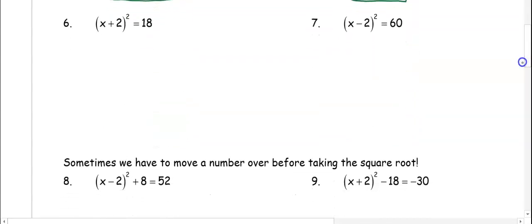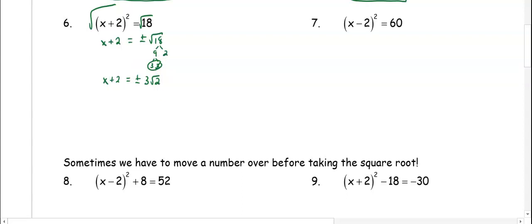So in number 6, when we take the square root of both sides, we get x plus 2 equals plus or minus the square root of 18. Now 18 is not a perfect square, so we're going to have to break that down. So 18 breaks down to 9 and 2, 3 and 3. So we have x plus 2 equals plus or minus, we have a pair of 3's and a 2 left over.